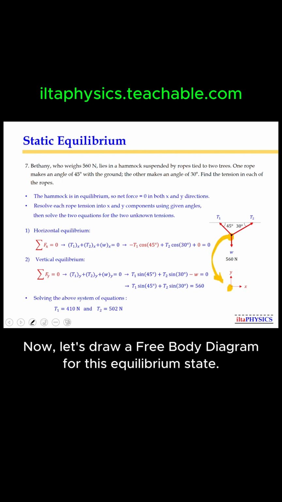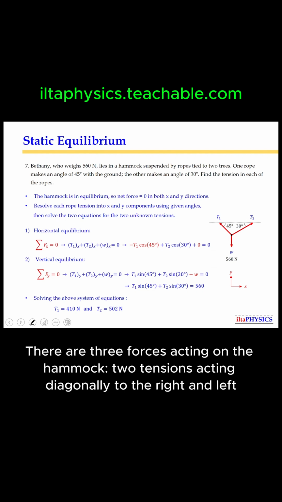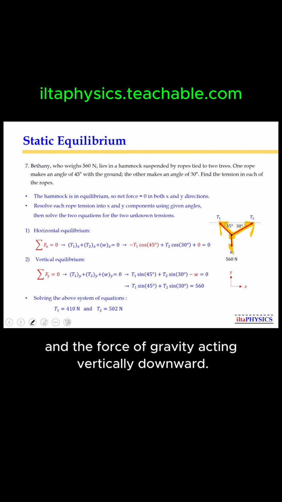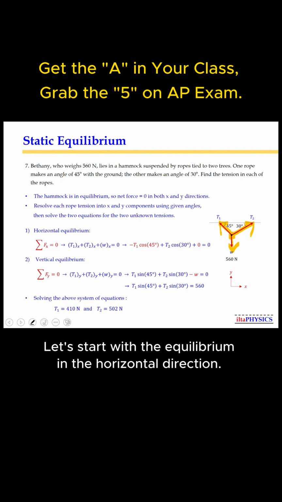Now let's draw a free body diagram for this equilibrium state. There are three forces acting on the hammock: two tensions acting diagonally to the right and left, and the force of gravity acting vertically downward. Let's start with the equilibrium in the horizontal direction.